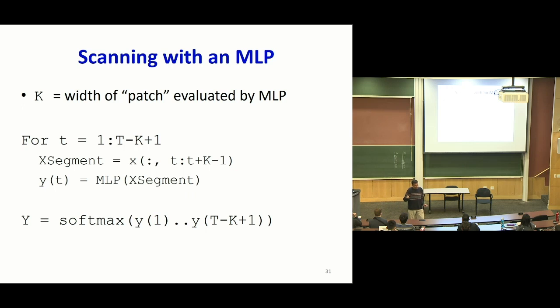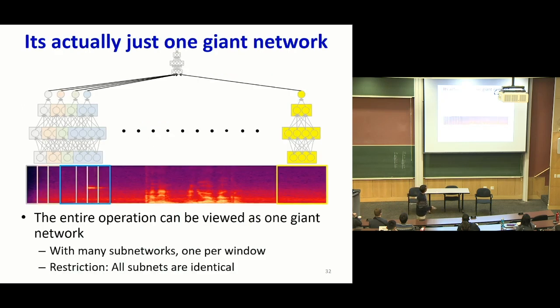And this makes sense, right? There's nothing magical about this at all. It's actually just one giant neural network. Did you observe that? Although I was scanning, the final softmax is just taking as inputs the output at each location in my scan. So if I just connect the whole thing up, that's one giant neural network, right?